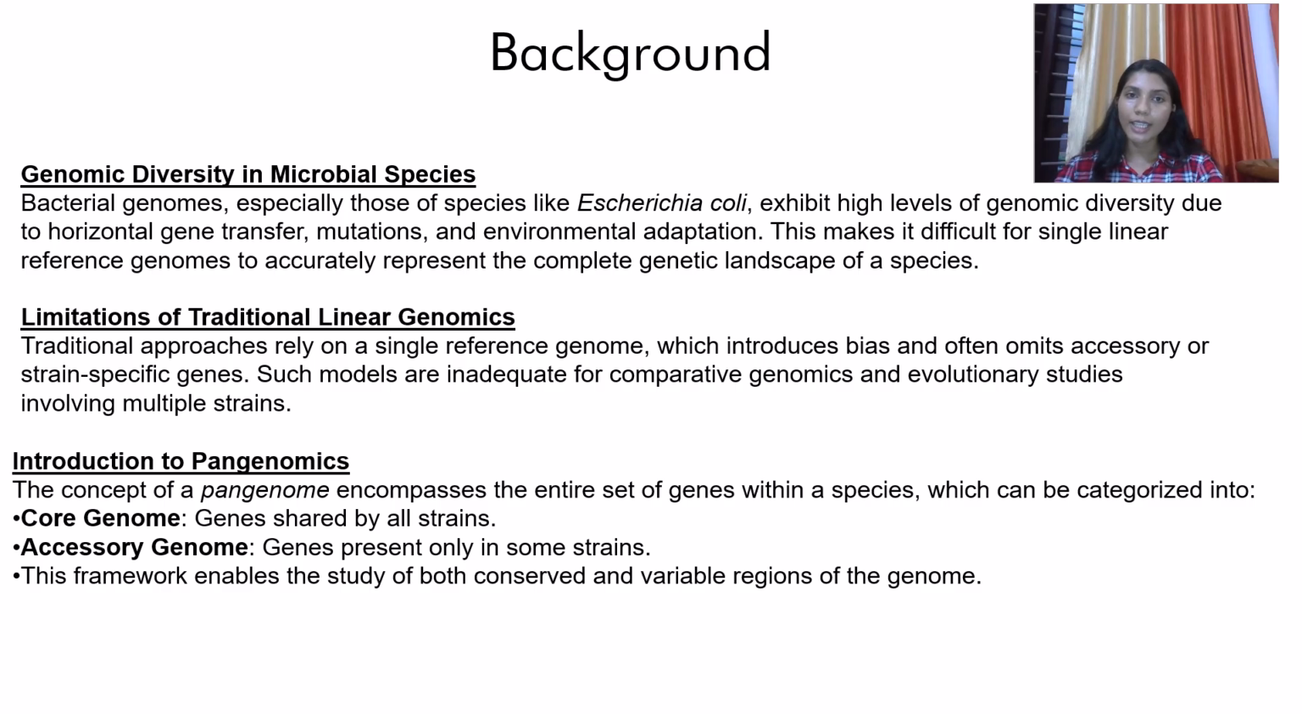Then, E. coli and many other bacteria go through horizontal gene transfer and mutations, and adapt to their environments. This makes their genomes highly variable. Using just one linear reference doesn't cut it, it can miss entire genes, especially those that are unique to certain strains. A pangenome includes everything: the core genome, which every strain shares, and the accessory genome, which varies across strains. This model helps researchers study both what's common and what's different among genomes.